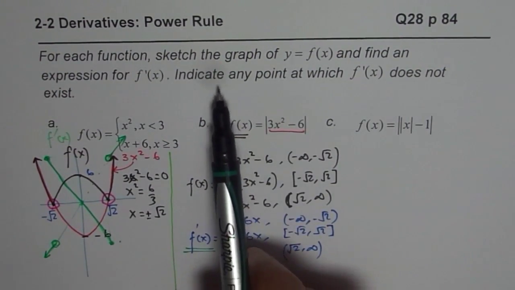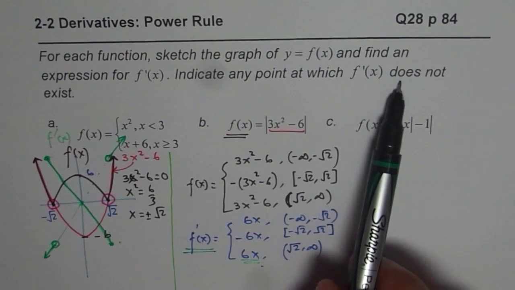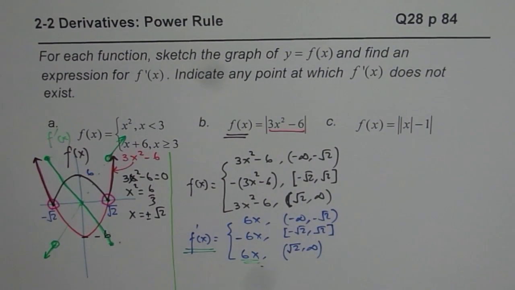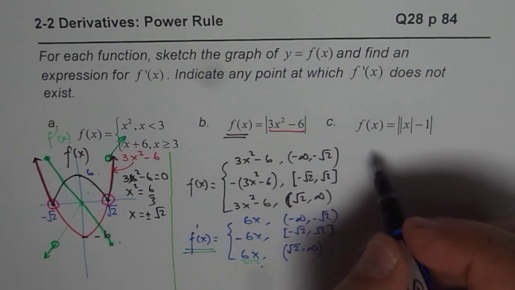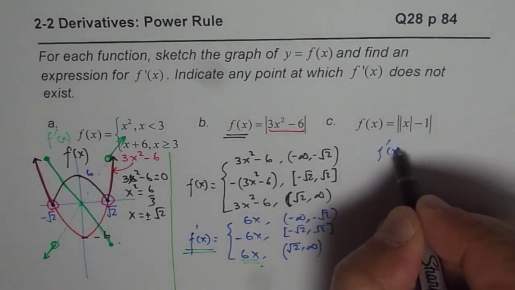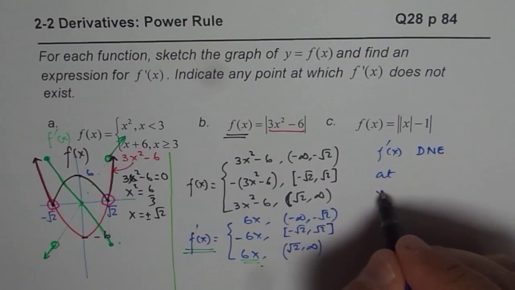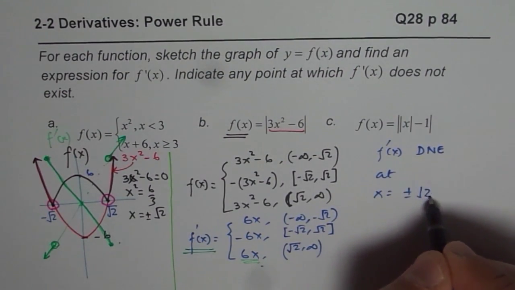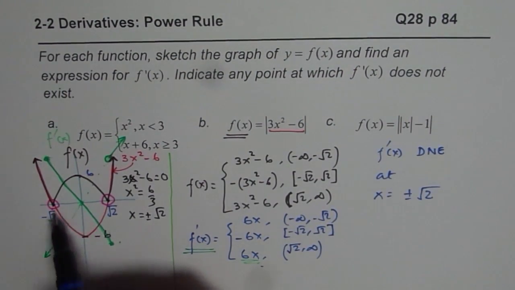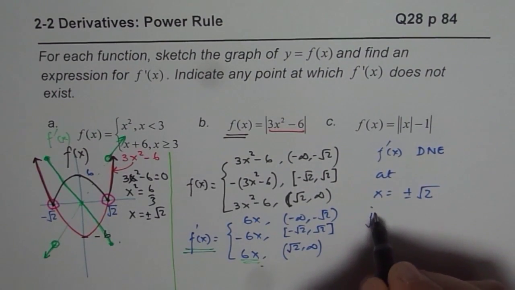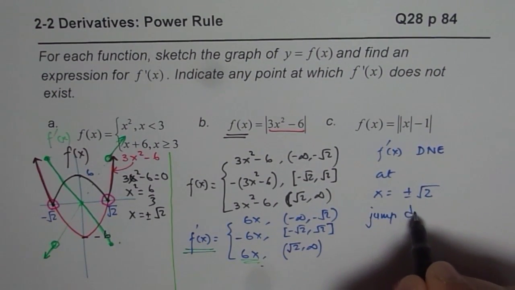Now, second part, indicate any point at which f dash x does not exist. So we can write down our answer that f dash x does not exist at x equals to plus minus square root of 2, right? Since you can see there is a jump discontinuity. Is that okay? There is a jump discontinuity.